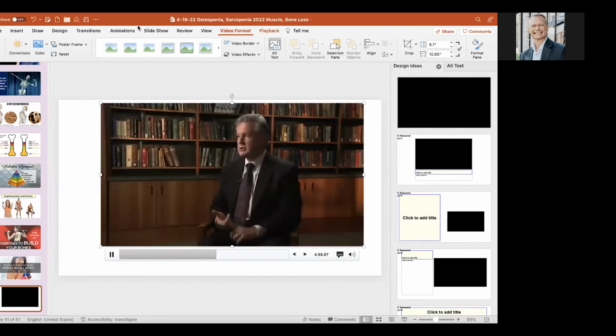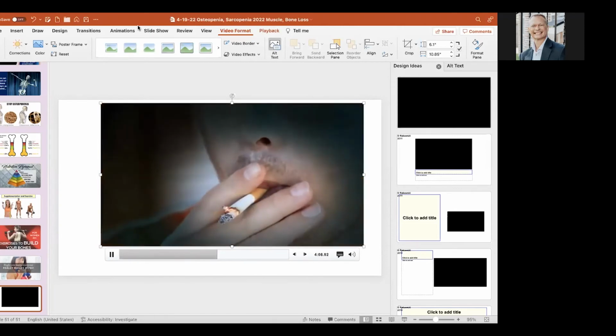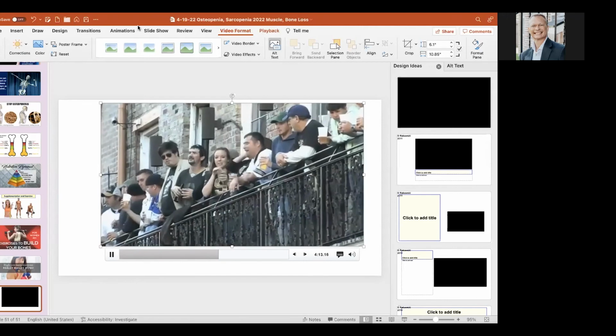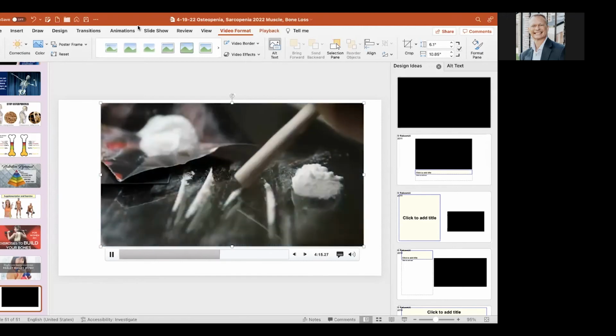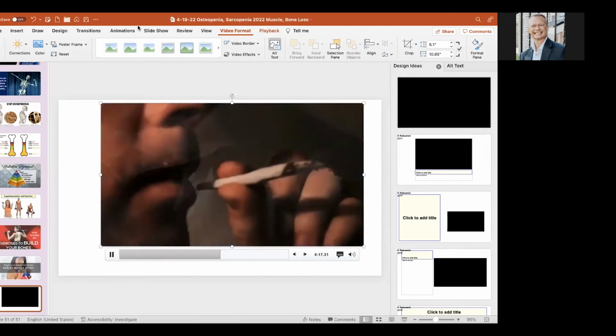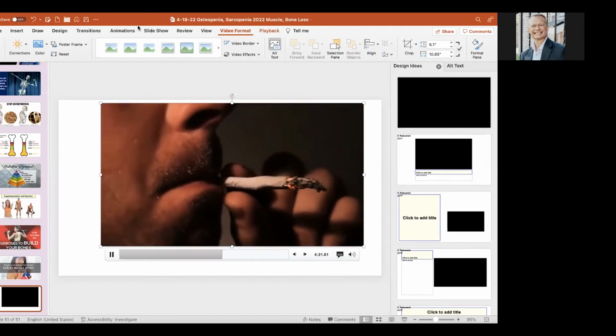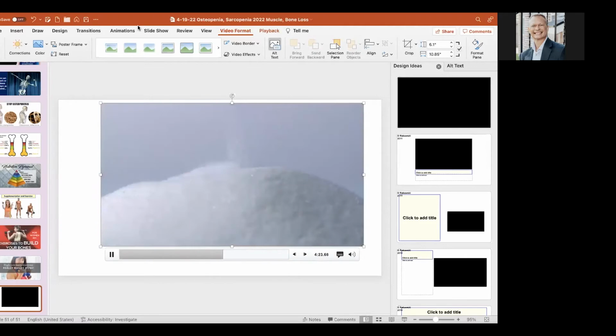We know that this occurs with nicotine. That's why we have tobacco addiction. We know this occurs with alcohol. We know this occurs with cocaine, morphine, cannabis. It occurs with every single drug of abuse. And it occurs with sugar too.